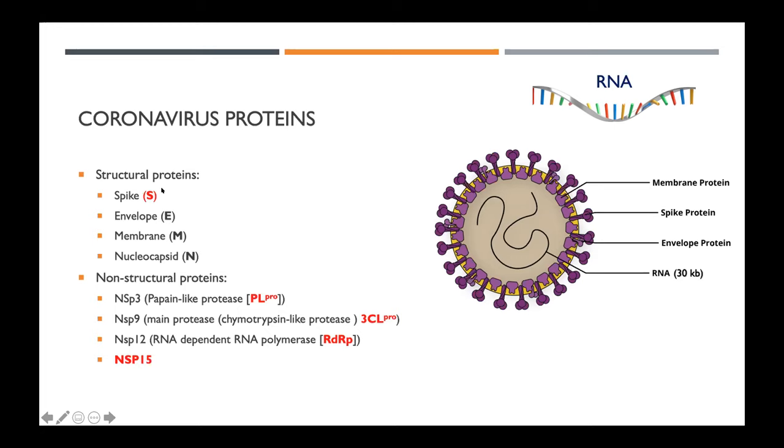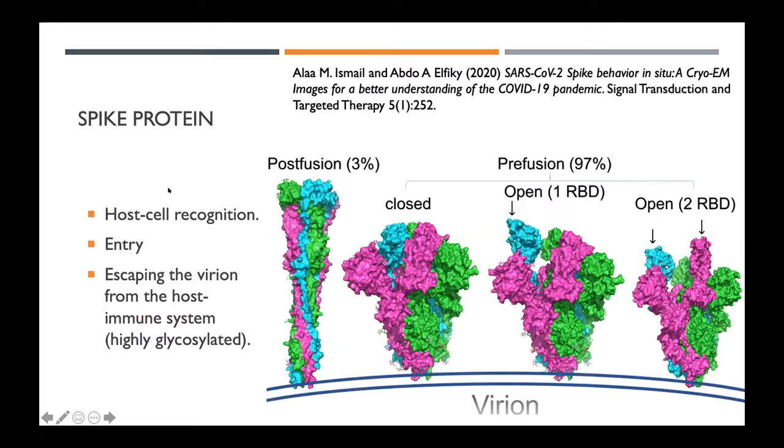The spike protein is a surface-exposed protein of the virus, and it is a homotrimer. We can see here three copies of the protein that work together. We have two populations: the post-fusion, which is the minority, and the pre-fusion isoforms, which are the majority of the surface spike proteins. The pre-fusion forms are, some are closed.